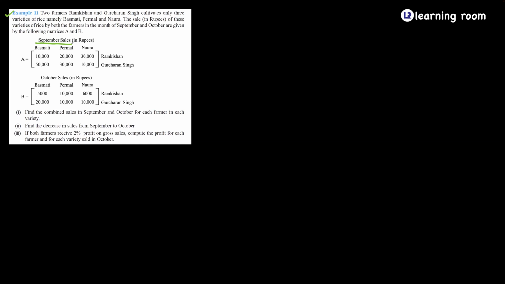Similarly, if you observe the sales in the month of October, right? So it comes out to be 5,000, 10,000, 6,000 for Ramkishan and 20,000, 10,000, and 10,000 for Gurcharan Singh. Right? This is the data set that is given to us. Now the question is, find the combined sales in September and October for each farmer in each variety. So what is going to be the combined sale? Combined sale is going to be A plus B. So when I do A plus B, how much will the answer be?